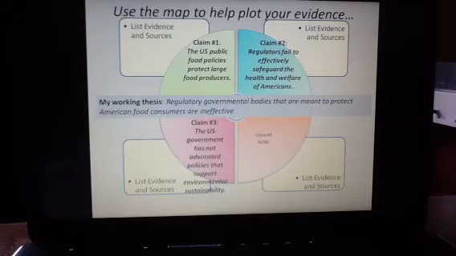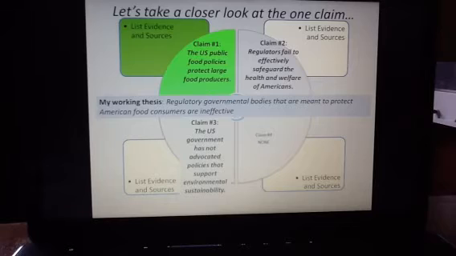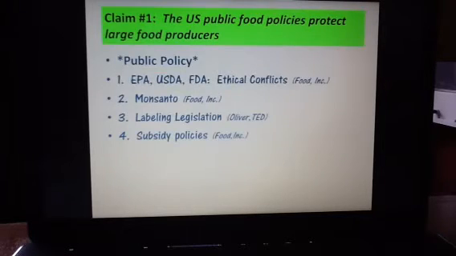So now you're going to have to plot your evidence, okay? You've got your claims. Now let's take a look at your evidence. So let's take a look, just for our model purposes, at my hypothetical claim 1. So that's that green section here. So here it is in linear format. We have claim 1, the U.S. public food policies protect large food producers. So here I've shown you that I want to talk about public policy. These are the different 4 points that I want to mention.